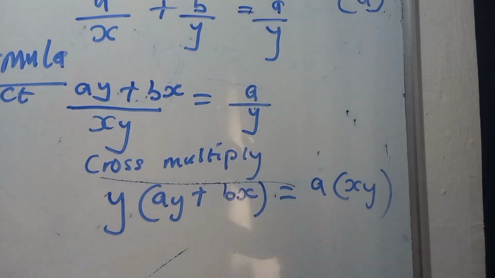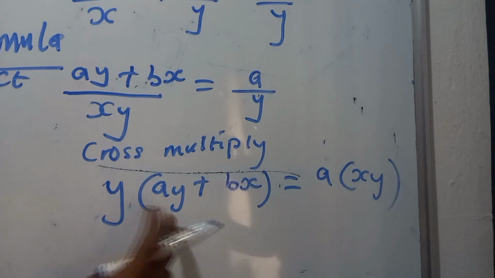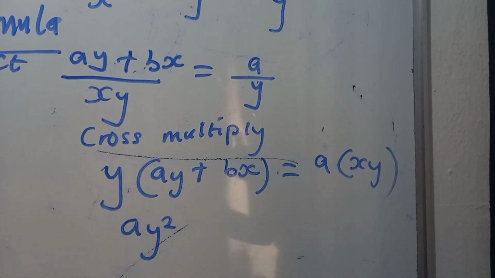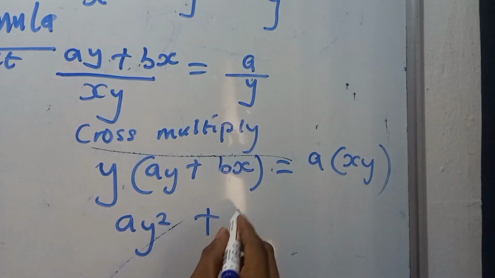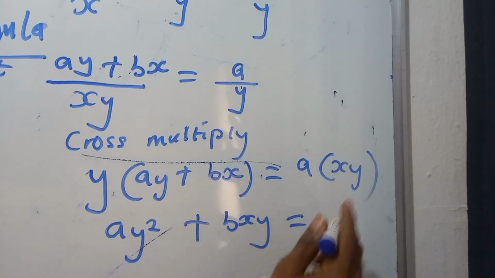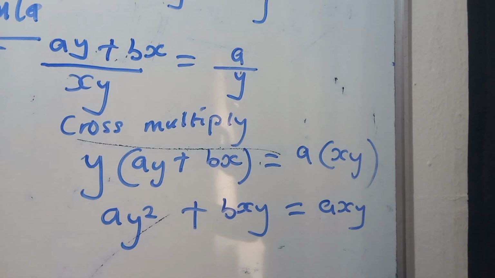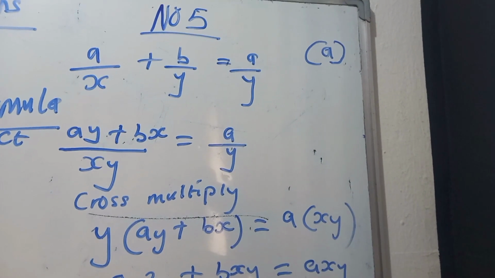So the next thing to do is to expand it. Y times ay is ay squared, plus y times bx is bxy, equals a times xy is axy. So they say we should make a the subject of formula.